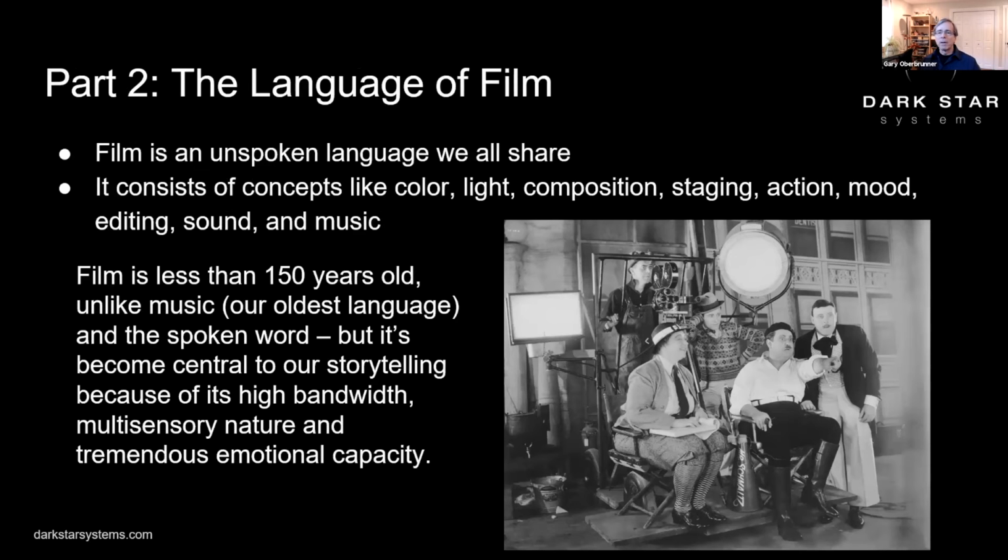So now let's take a different tack and look at the language of film. Film is an unspoken language that we all share. Like a spoken language, it has syntax and grammar, but the elements are things like color, light, composition, staging, action, mood, editing, sound, and music. Film itself is less than 150 years old, and modern film is really only about 70 years old. But in that very short time, it's become central to our storytelling worldwide because of its high bandwidth, its multi-sensory nature, and its tremendous capacity to elicit an emotional response.